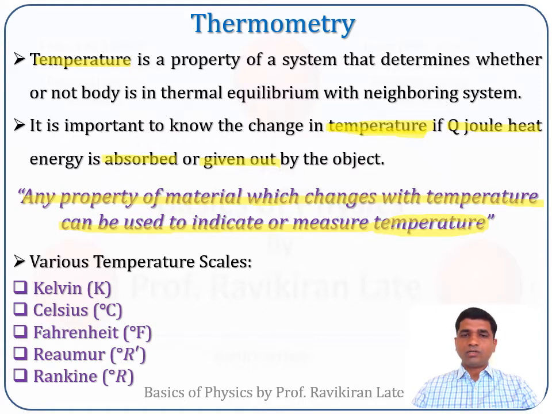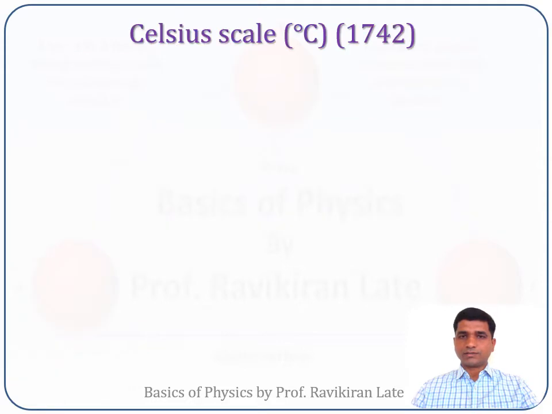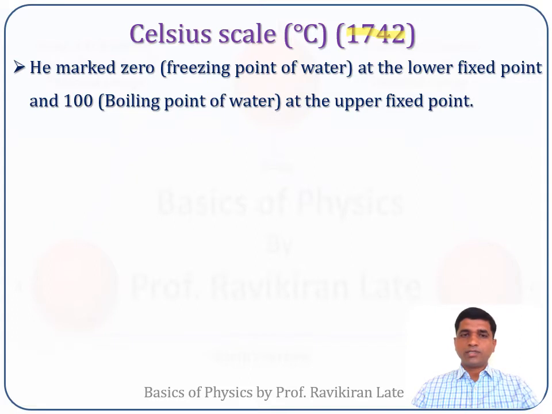So let us start with the first temperature scale, Celsius. The Celsius scale was introduced by the scientist Celsius in the year 1742. For proposing this scale, Celsius marked 0 degrees as the freezing point of water. He considered the freezing point of water, that is ice, as 0 degrees in his scale, which he marked as the lower fixed point, and the boiling point of water he marked as 100 degrees, the upper fixed point.